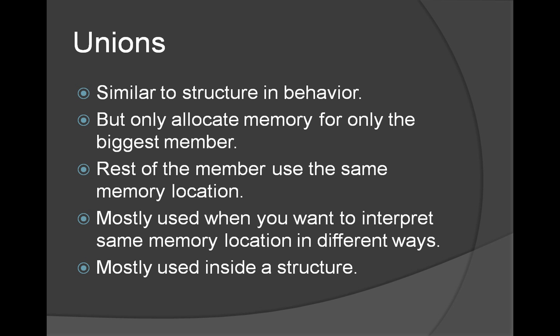So unions, that's the next topic. Unions look and behave very similar to structures, but there is a fundamental difference. Suppose there are n elements in a union. Union will allocate memory only for the biggest element. In the case of structure, structure will allocate memory for all the elements plus the padding, etc. In the case of union, union will allocate memory only for the biggest element. So union is mostly used when you want to interpret the same memory location in different ways.